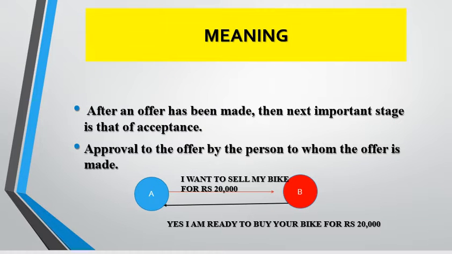In this scenario, A made an offer to sell his bike for rupees 20,000 and B accepted that proposal. So the responsibility of A is to hand over the bike to B, and B's responsibility is to pay him 20,000.